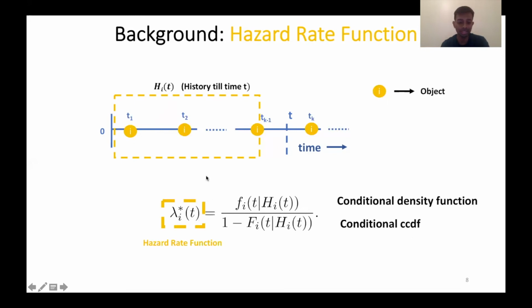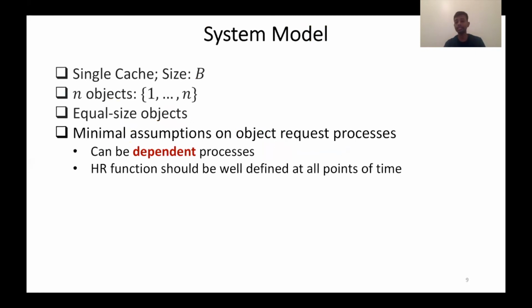So this is your hazard rate function shown here. The system model that we consider is a single cache of size B and an object catalog 1 to n, with equal size objects. We'll discuss variable size objects soon. We have very minimal assumptions on the object request process; that is, requests can be dependent. One important assumption is that the hazard rate function, which we discussed in the previous slide, should be well defined at all points of time.